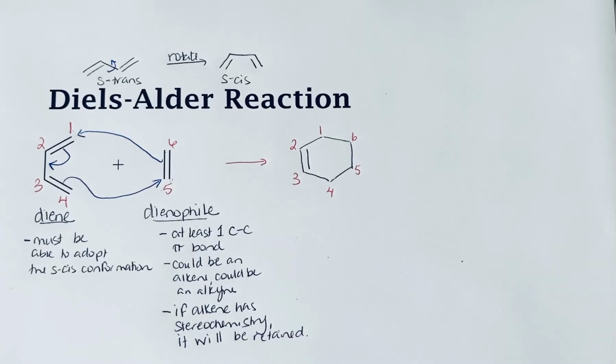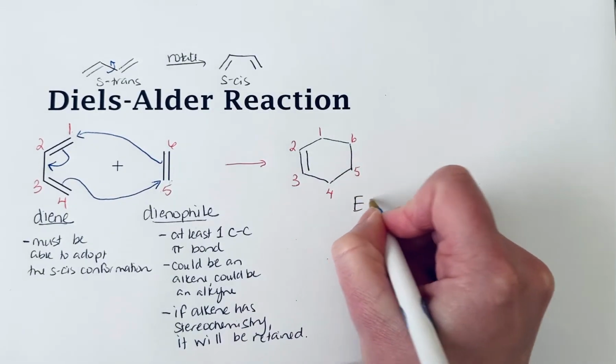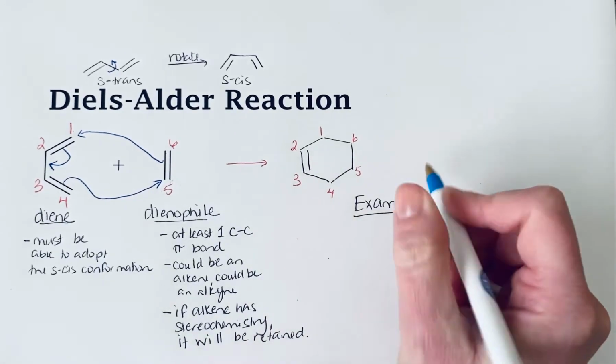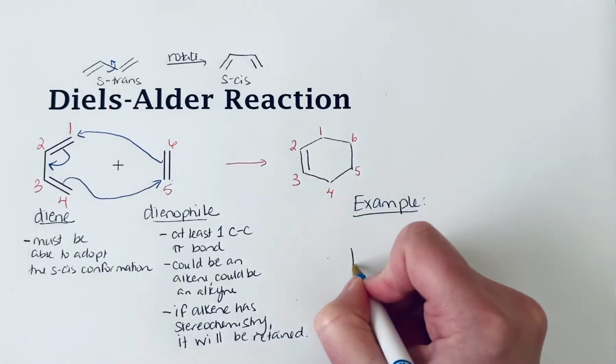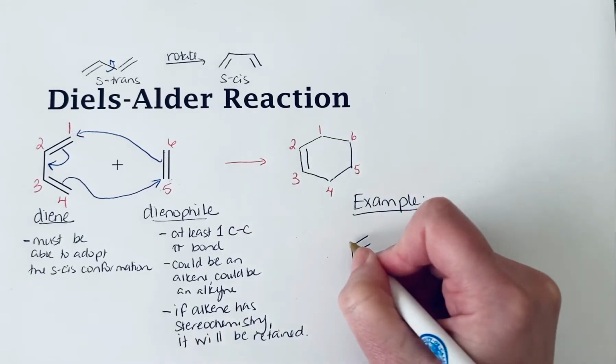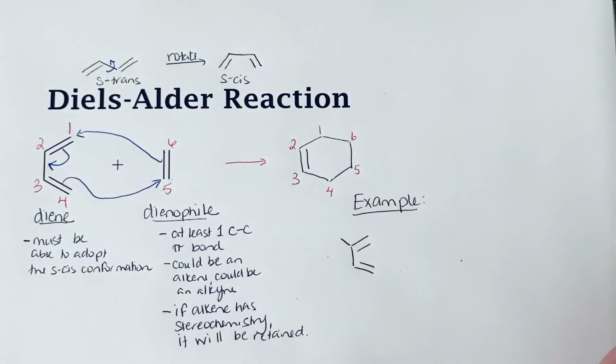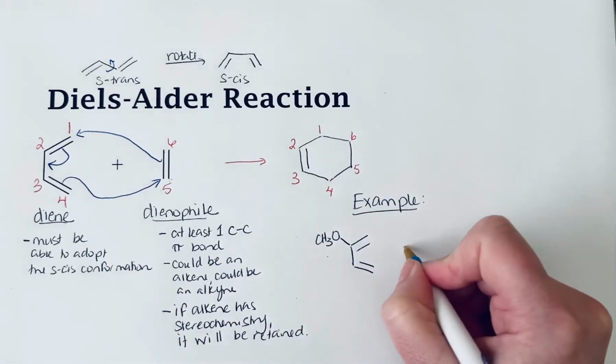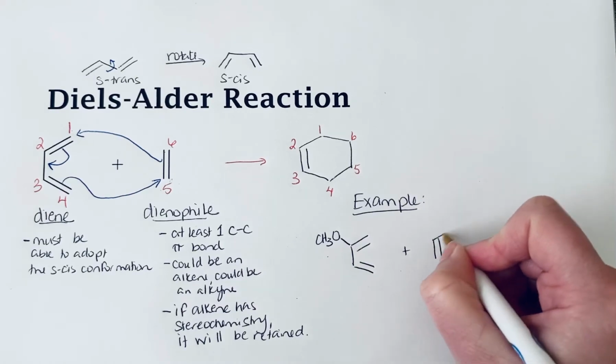Okay, so let's just look at a quick example over here and throw in something with some stereochemistry and see how we can apply this rule. So I am going to draw a diene, and I'm going to throw some substituents on there, throw a methoxy group on there, and let's look at a dienophile.